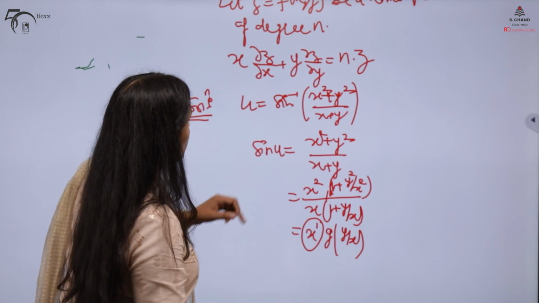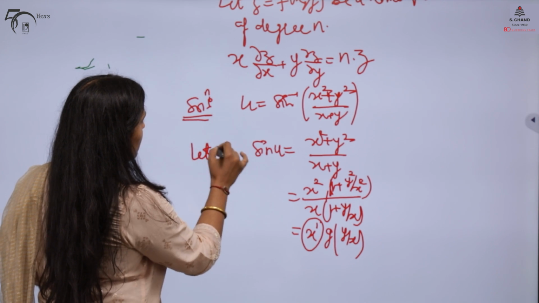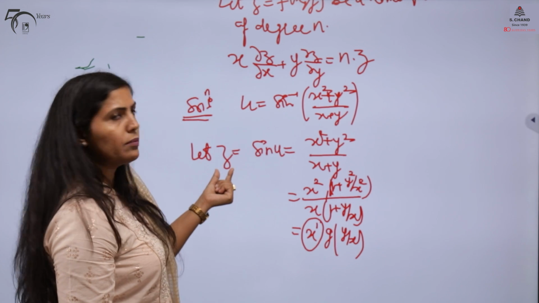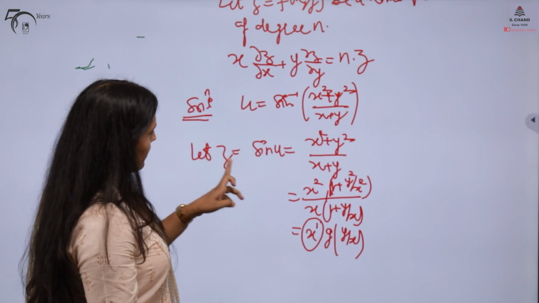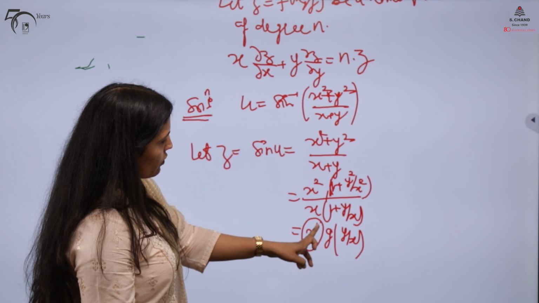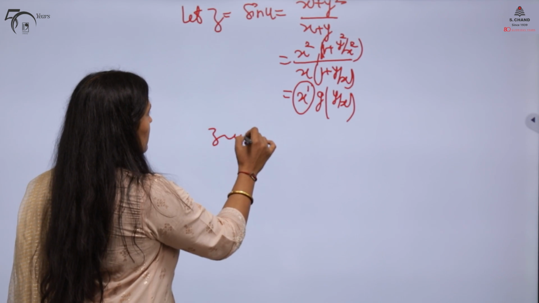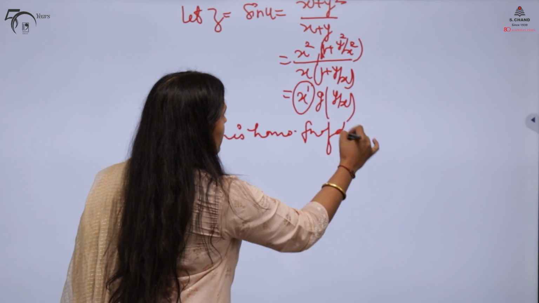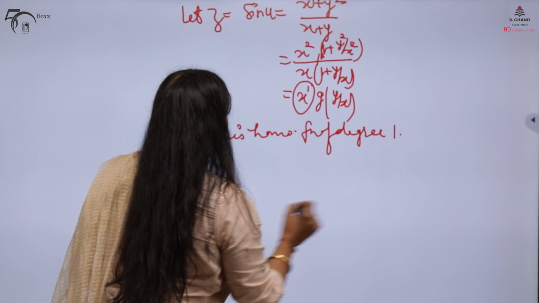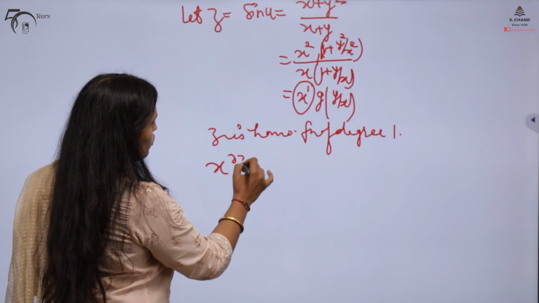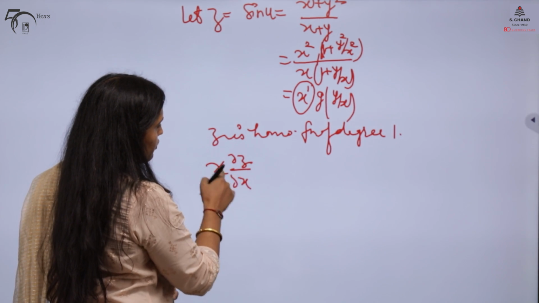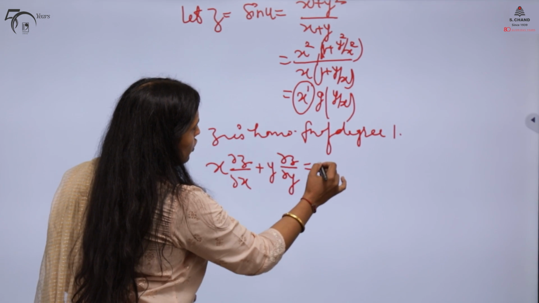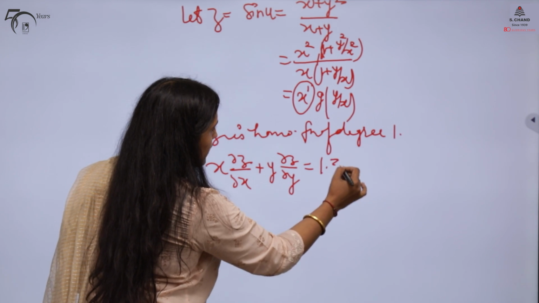And you can let it be z here also, because sine u is anyhow a big expression. So simply let it be z. So it means z is a homogeneous function of degree 1. Apply the theorem. The theorem says x into del z by del x, the first variable, and now the second one, y into del z by del y, equal to n z, where n is 1 and z is z only.